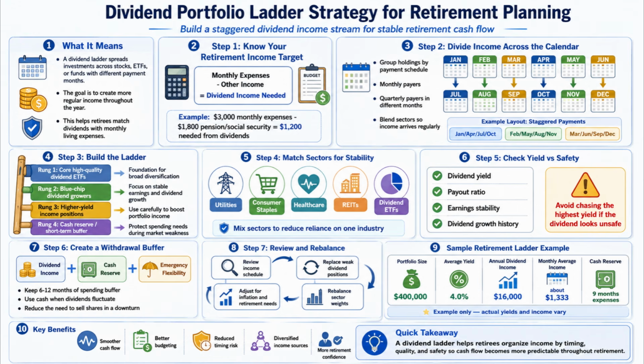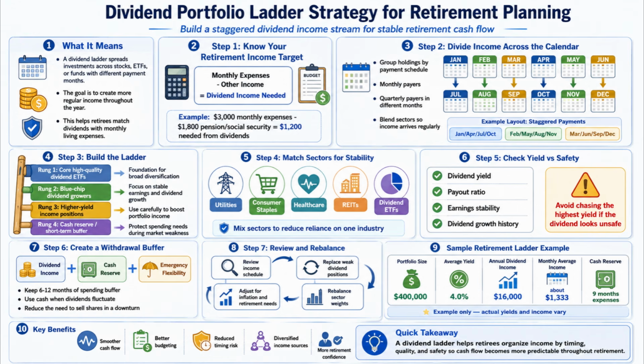In addition, create a withdrawal buffer. Keeping approximately 6 to 12 months of planned spending in cash or short-term investments can provide valuable flexibility. When dividend income fluctuates or markets decline, this reserve can help cover expenses without forcing you to sell long-term investments at an unfavorable time. Furthermore, review and rebalance the portfolio regularly.